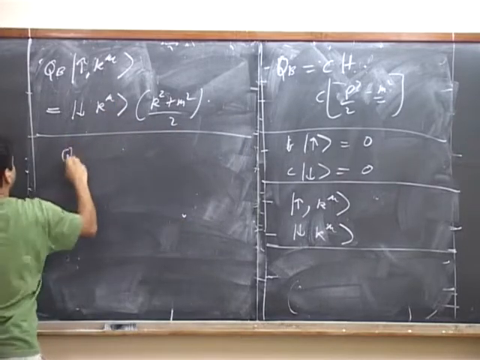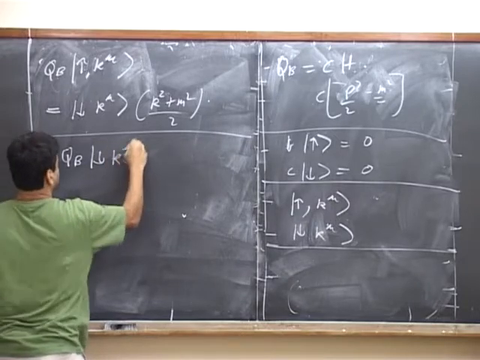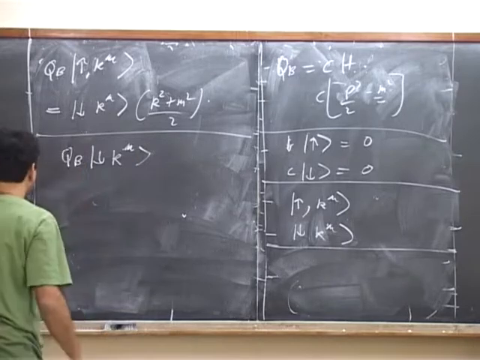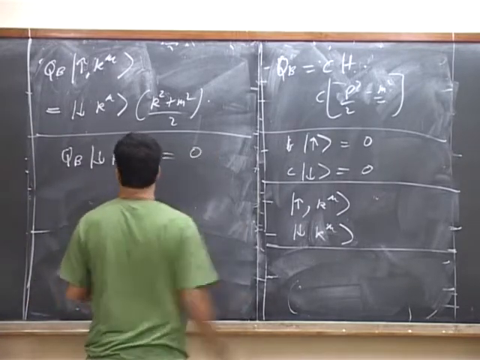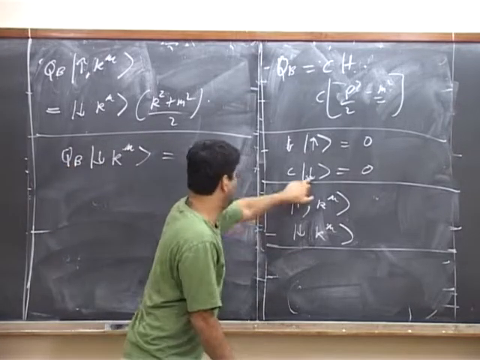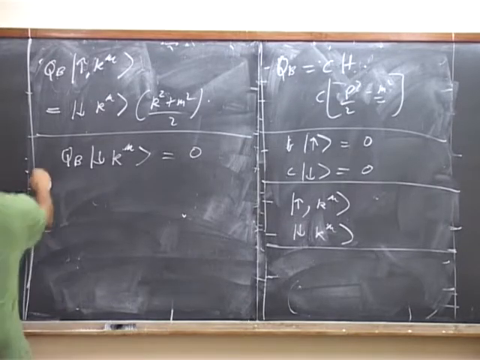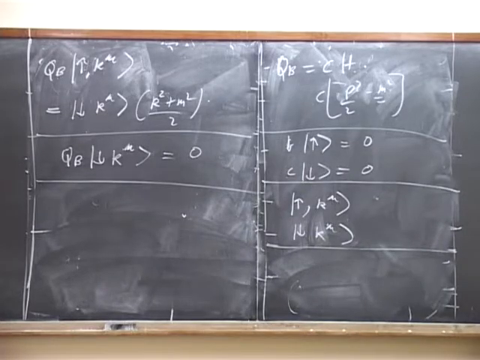What about Q_B on down? On down times K mu, this thing here is just zero, because down is annihilated by C. Okay, so we figured out the complete action of Q_B on the basis of our Hilbert space.